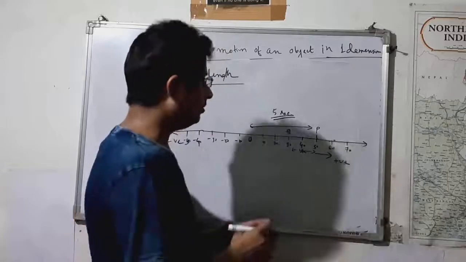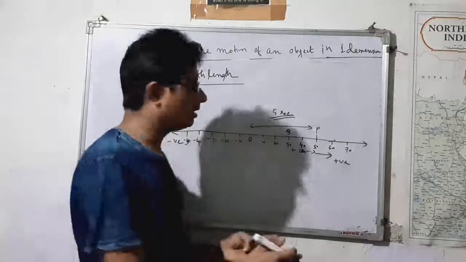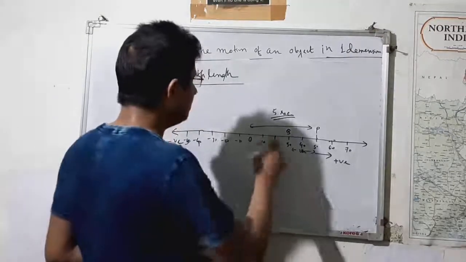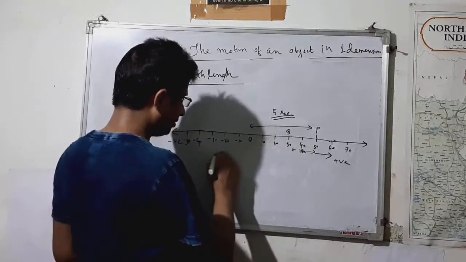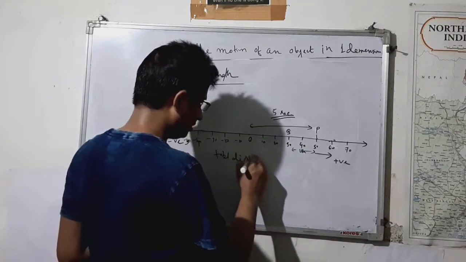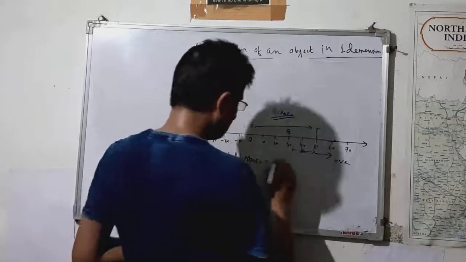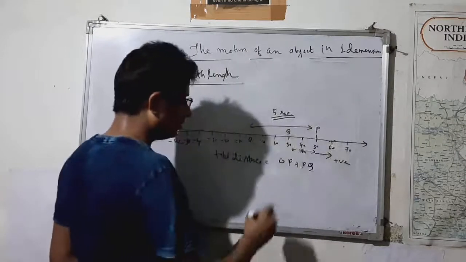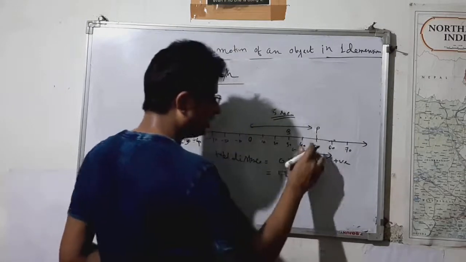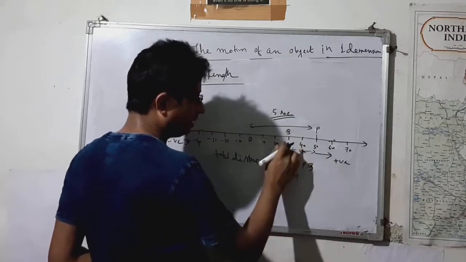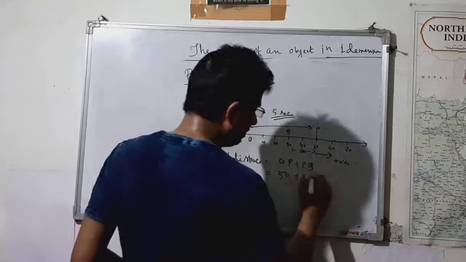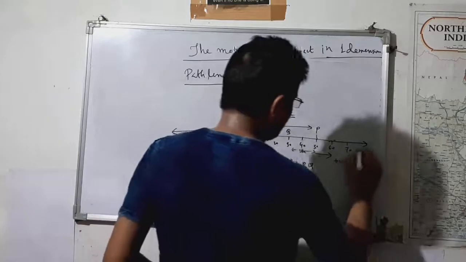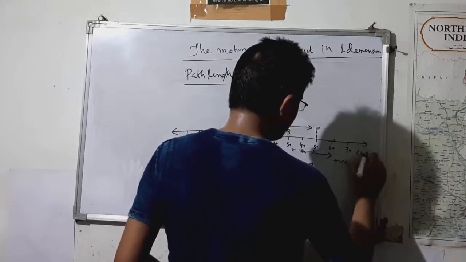Okay. Now the total path length means the total distance traveled by the car, which is simply OP plus PQ. So OP is equal to 50, and PQ is simply 50 minus 30, which is 20. So the total is 70. Suppose it is in meter, so 70 meter.